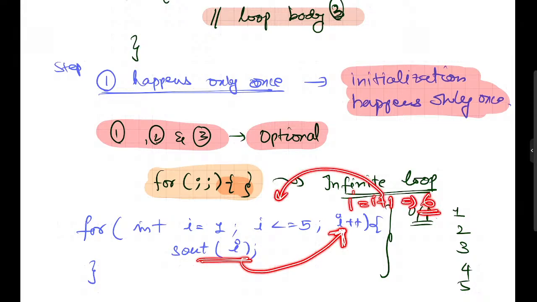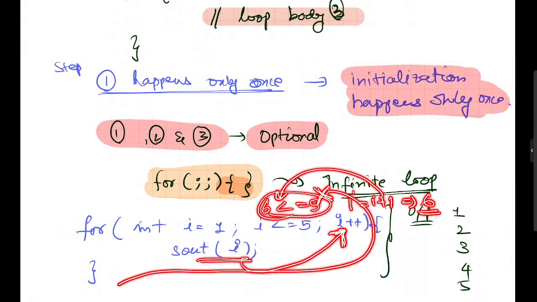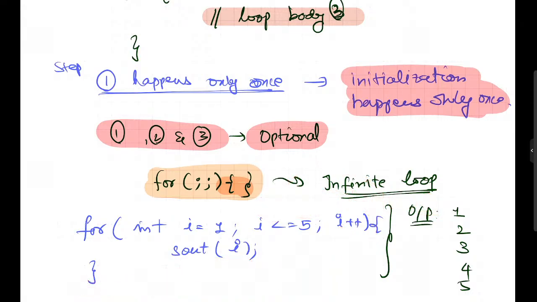Now you go here. Is 6 less than or equal to 5? Is it true? No, false. What will happen? You will come out of the loop and start executing the code below this line, whatever code is after this. So the answer that you are getting is 1, 2, 3, 4, 5. That is your answer, right?